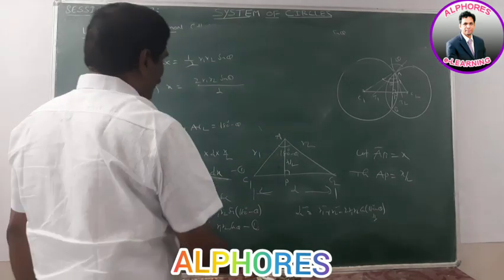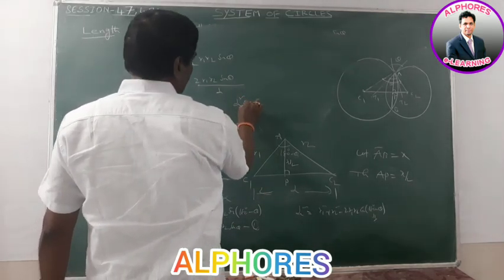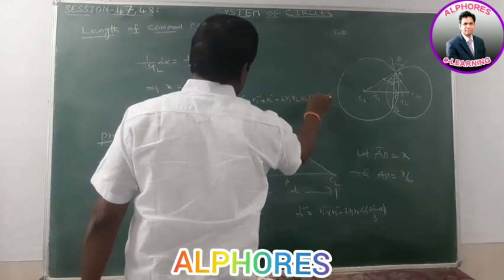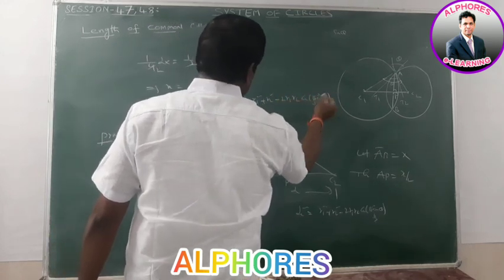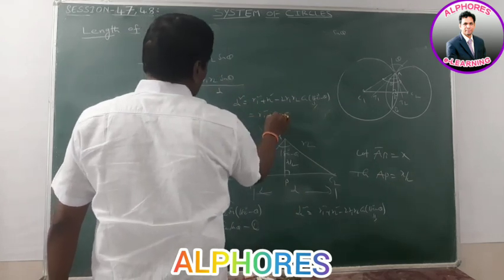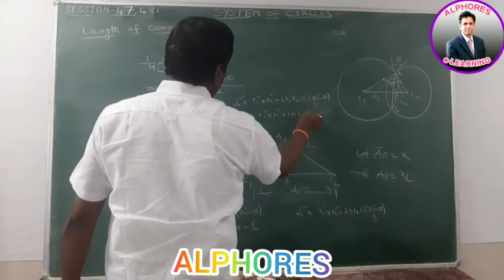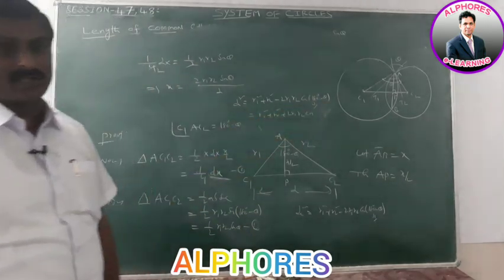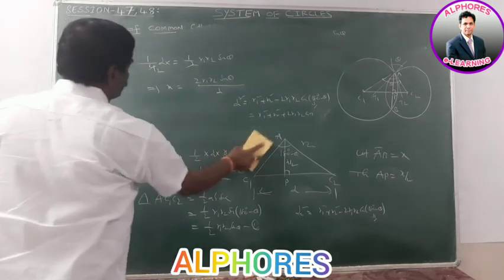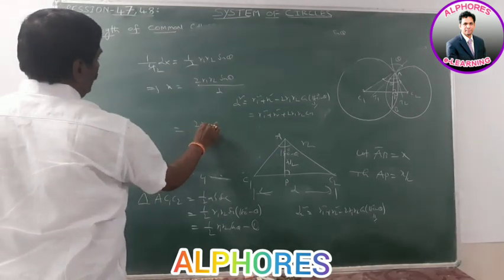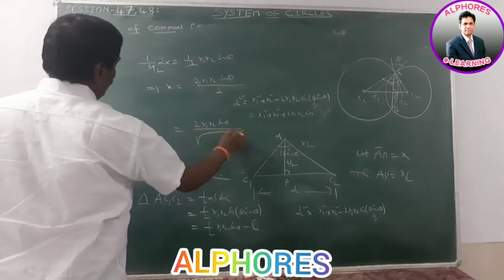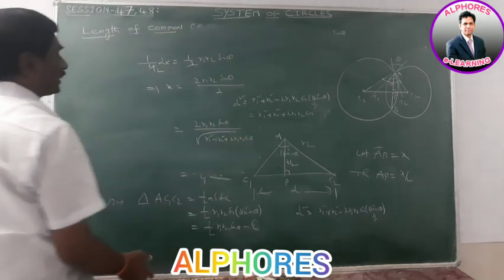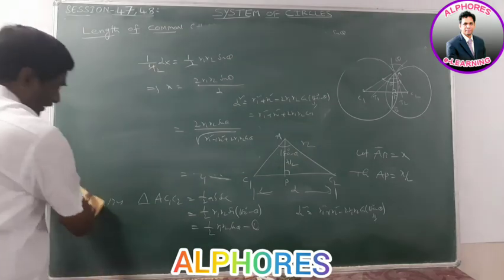But by using cosine rule, d square is equal to r1 square plus r2 square minus 2 r1 r2 into cos 180 minus theta. Cos 180 minus theta means minus cos theta, that is equal to r1 square plus r2 square plus 2 r1 r2 cos theta. Therefore, d is equal to under root r1 square plus r2 square plus 2 r1 r2 cos theta. So the length of the chord is equal to 2 r1 r2 sin theta by root over r1 square plus r2 square plus 2 r1 r2 cos theta. Very, very important.